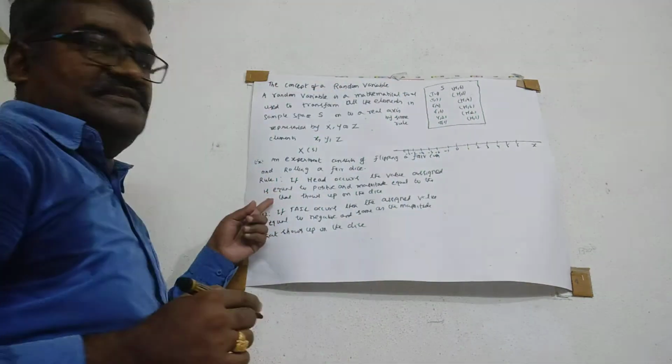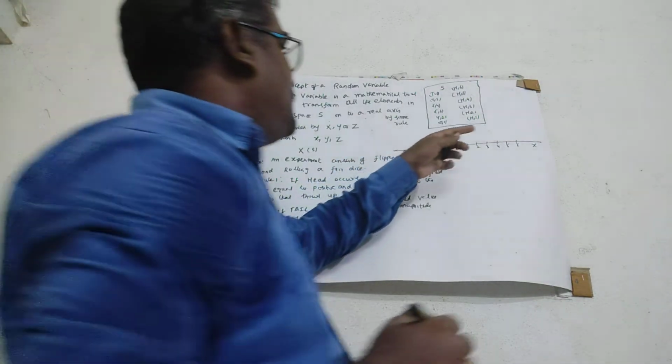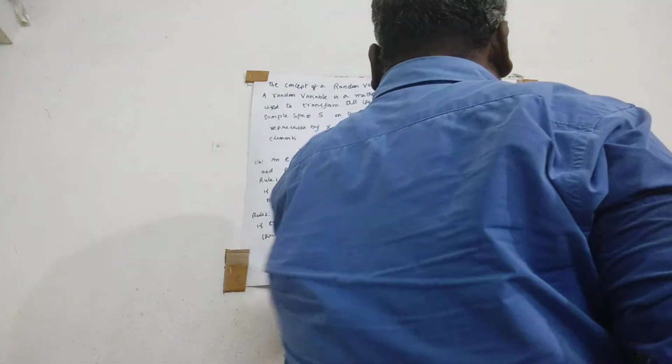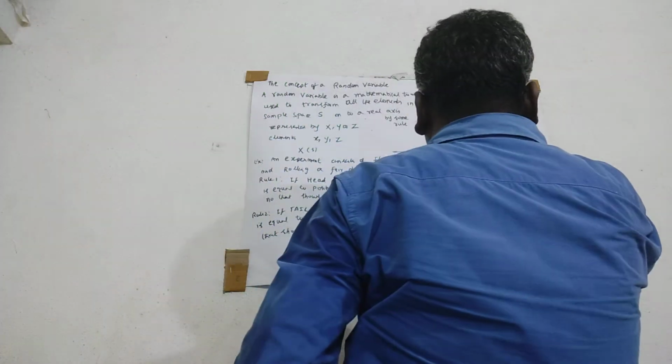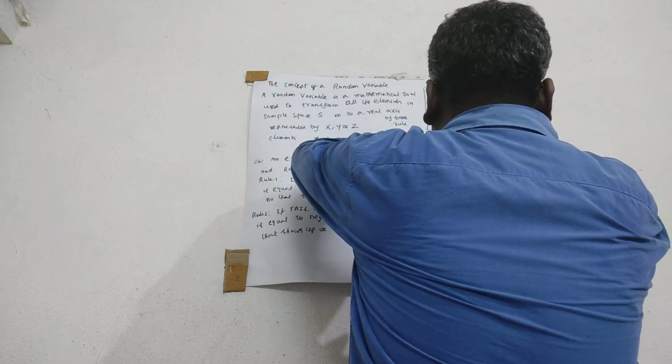If head occurs as mentioned in rule 1, what is the value I assigned for the first element, h comma 1? What is this magnitude here? 1. Hence, this one should be mapped to 1.